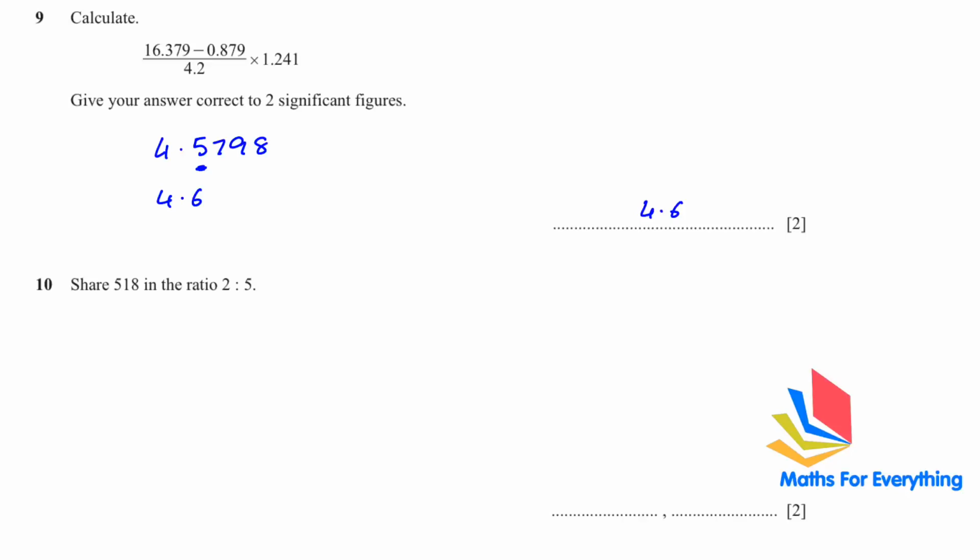Next, share 518 in the ratio 2:5. So put 2 here and then you add these two. 2 plus 5 will give us 7. That will go in the denominator. Multiply by 518. We'll get 148, and the other 5/7 multiplied by 518, it will give us 370. So that is how you're going to divide this ratio.